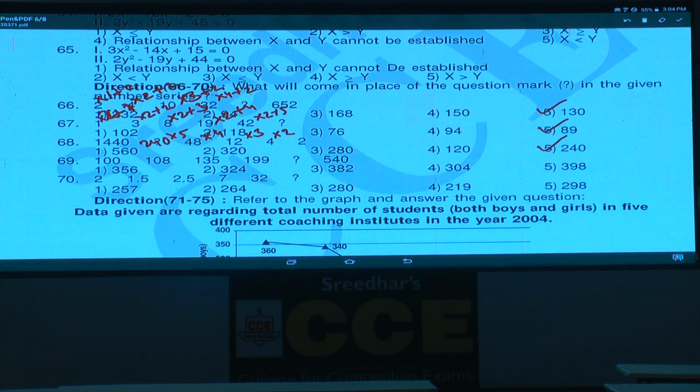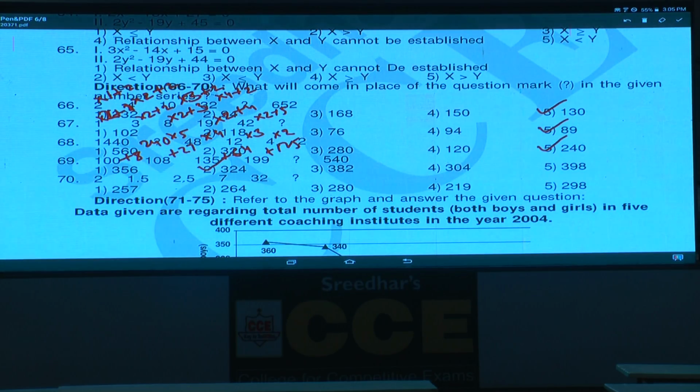Then 69. Now in 69, the difference between these two, 100 and 108, is 8. 8 and 35, the difference is 27. 8 is 2 cube, 27 is 3 cube. Next one here, the difference is 4 cube, 64. And the next difference must be 5 cube, that is 125. 200 plus 125, 325 minus 1, 324, and it is given in choice 2.